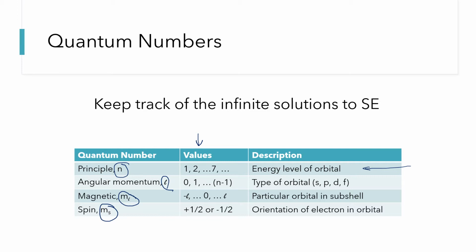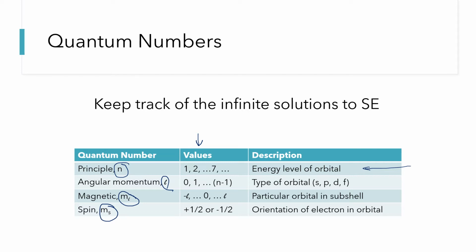I put 7 in here because 7 is the highest value for the principal quantum number that real atoms in the periodic table use. In theory, and with all of the work that physicists are doing with particle accelerators, if they keep inventing new elements, that number can continue going up, but currently real atoms only go up through 7.